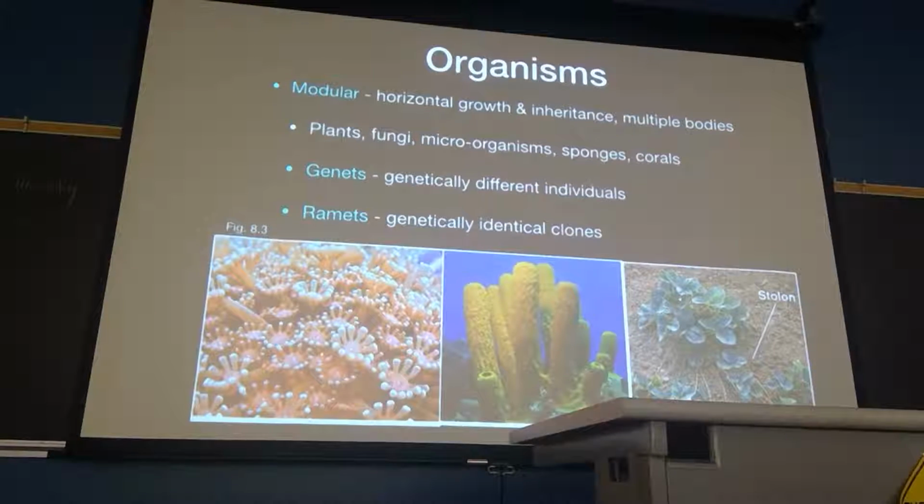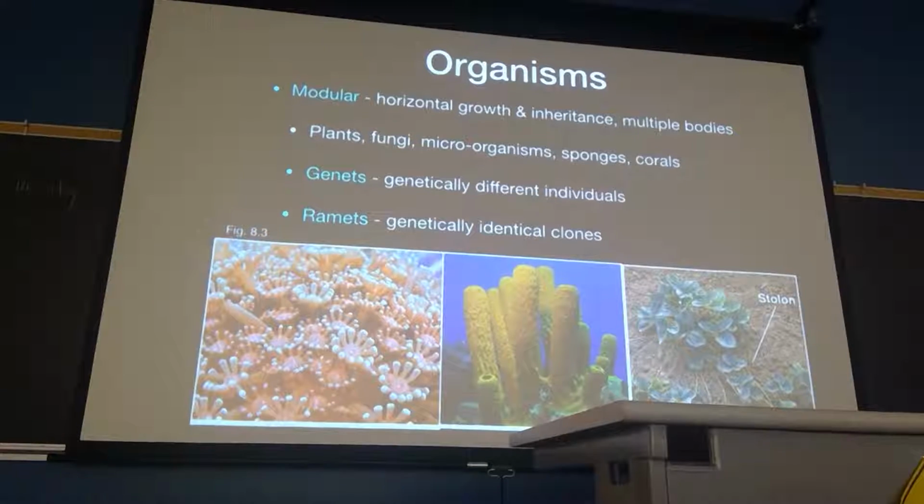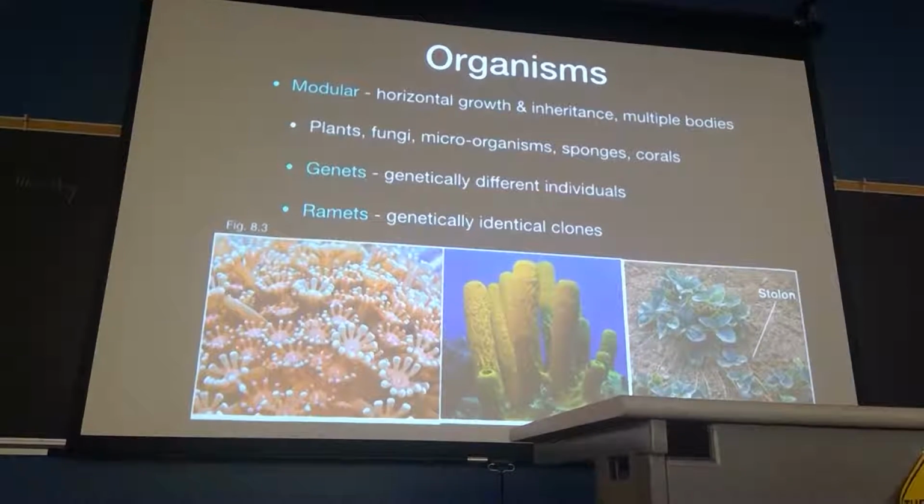Cool. We can talk about genets then in modularly growing organisms, genetically different individuals. Strawberry plant over here, 50 feet away, different strawberry plant that's not connected. One coral head versus another coral head, those are genets. The ramets then are the clonal organisms, the different modular parts of the body of the genet. So ramets are genetically identical clones. They're all the little polyps on the coral head.